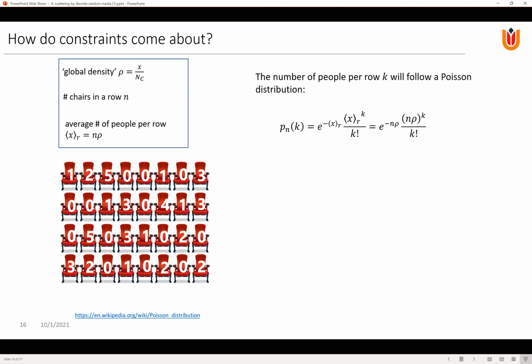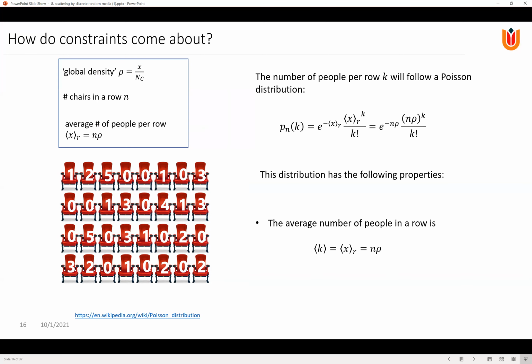So we have the average per row, given in the box here, n times the density. We have K as a parameter. The link that shows that this actually is true is here. This distribution has a few interesting properties.